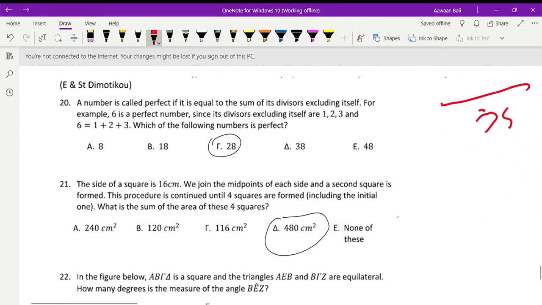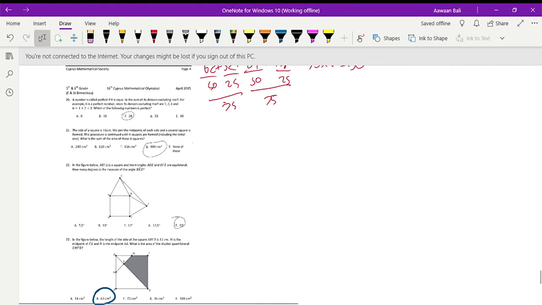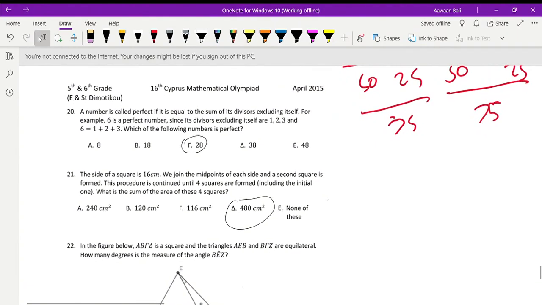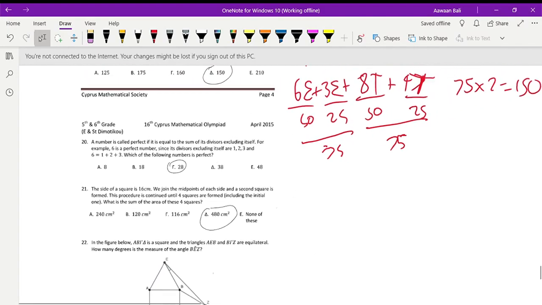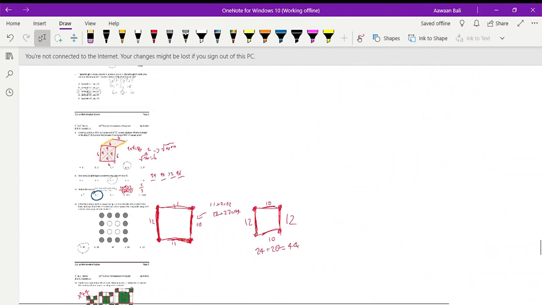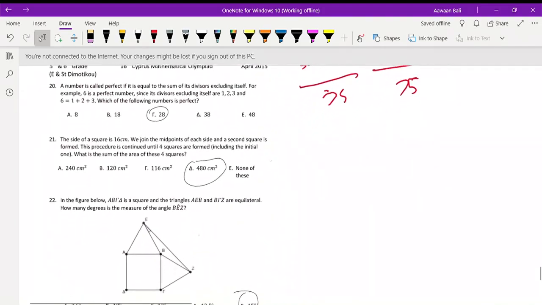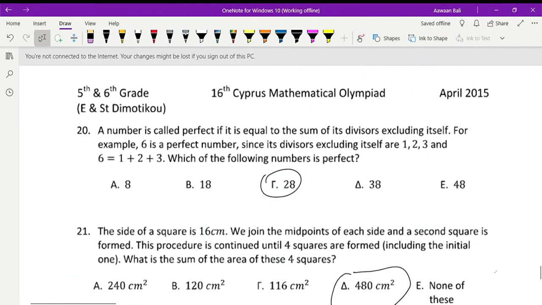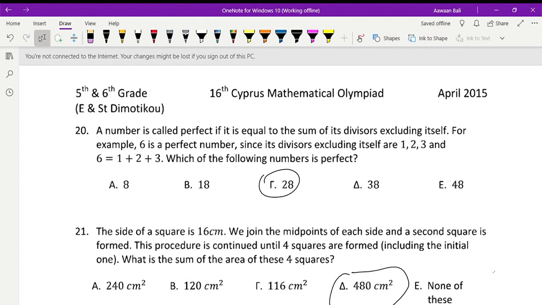Now, question number 20. A number is called perfect if it is equal to the sum of its divisors excluding itself. For example, 6 is a perfect number since its divisors excluding itself are 1, 2, and 3. 1, 2, 3, and 6. 1 plus 2 plus 3. Which of the following numbers is perfect?